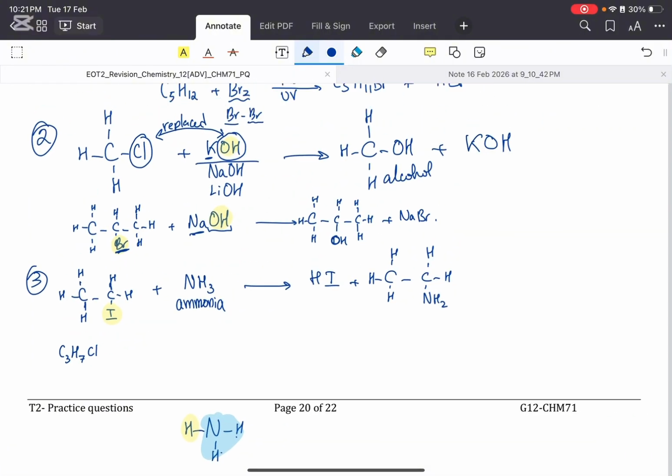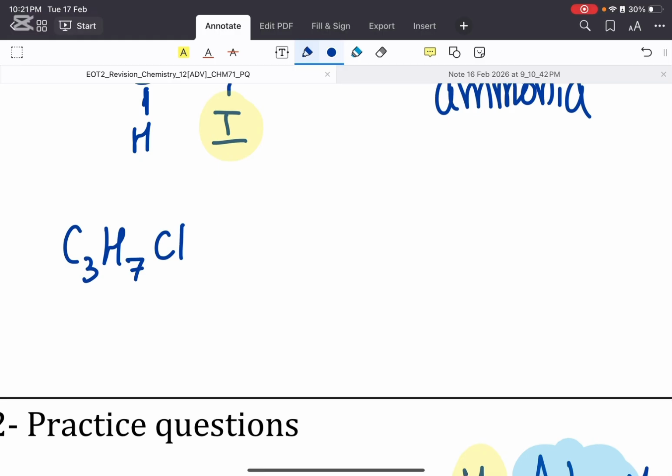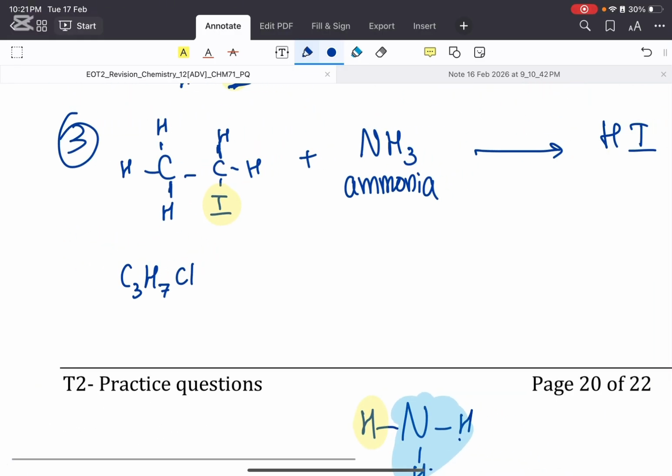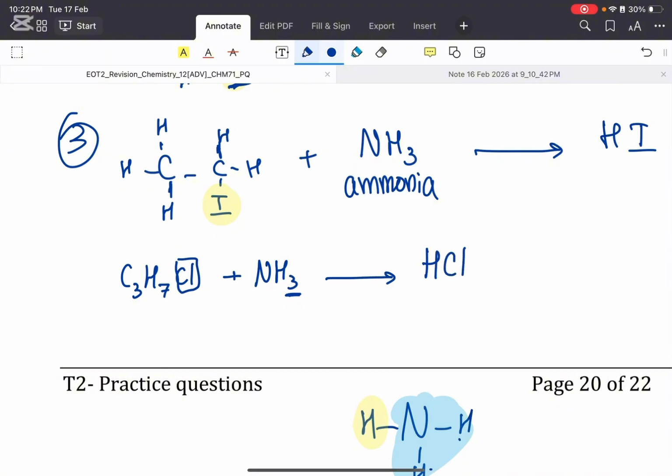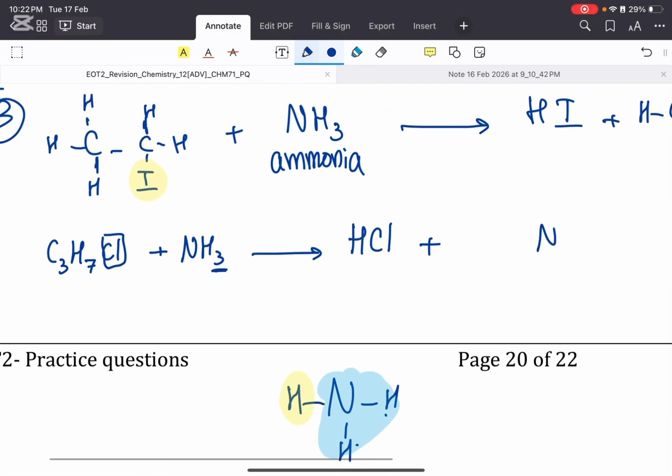C3H7Cl. That's an alkyl halide, plus NH3. What's going to happen? The Cl will go with a hydrogen from the NH3. So HCl plus, now this NH3 lost a hydrogen, so it's going to become NH2 attached to this C3H7.